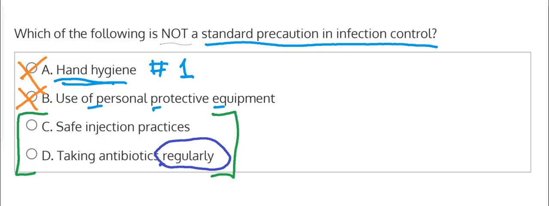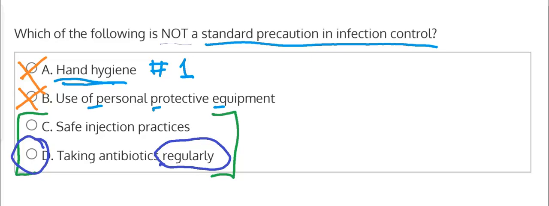That could lead to antibiotic resistance for the patient and the greater community, and we want to only take them when we absolutely need to. And if the infection is not bacterial in nature, if it's a viral infection, then this wouldn't even be doing any good for the patient. Therefore, this is not a standard precaution in infection control and would be the answer to our question.